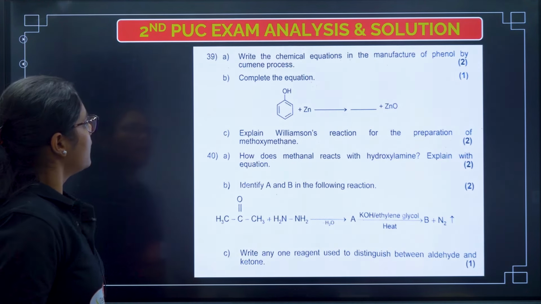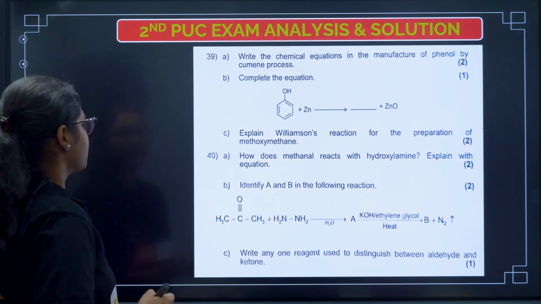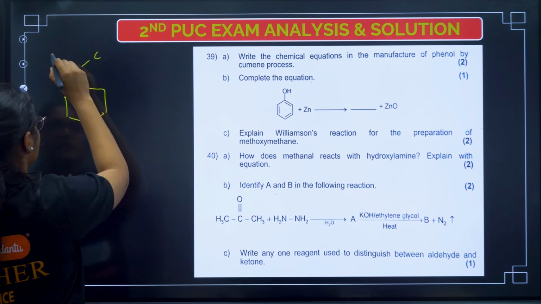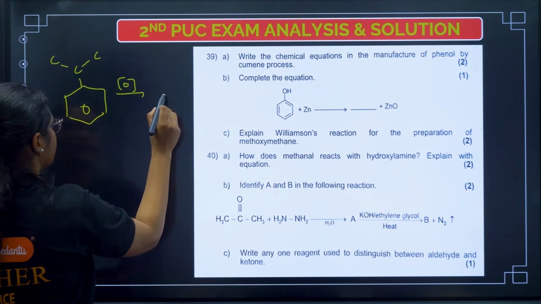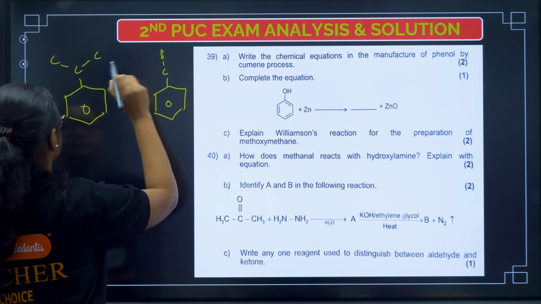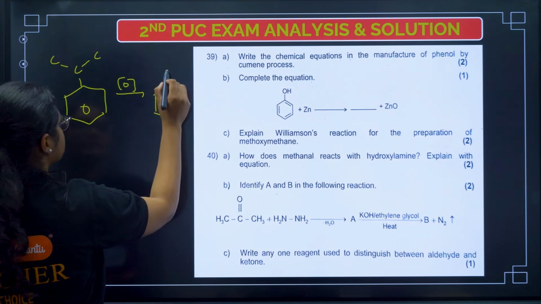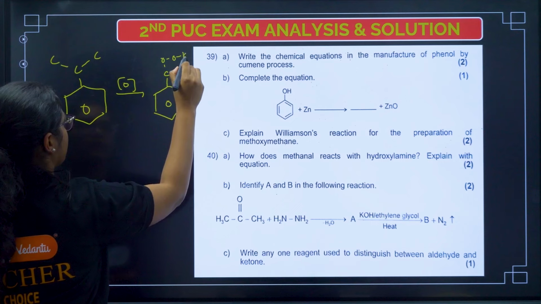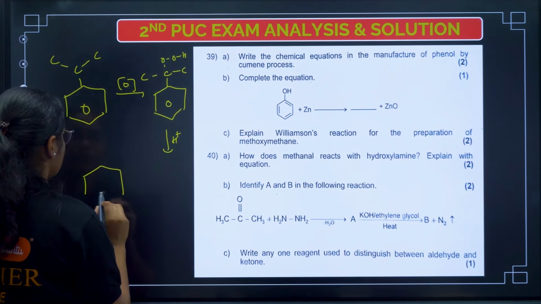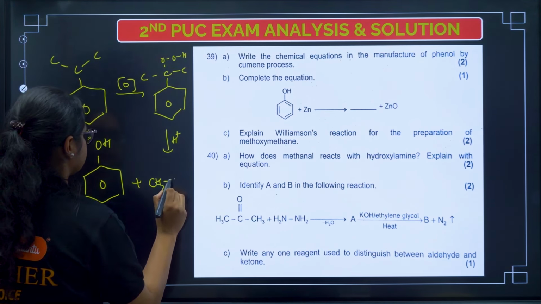Okay, next. Write the chemical equation in the manufacture of phenol by cumene process. Again, a very expected question. Cumene process you have to write. First you have to take cumene. On oxidation, we will get this structure, with OOH, and then we can have 2 carbons. And then if you hydrolyze it, one product will be your phenol and another product will be your acetone, right?